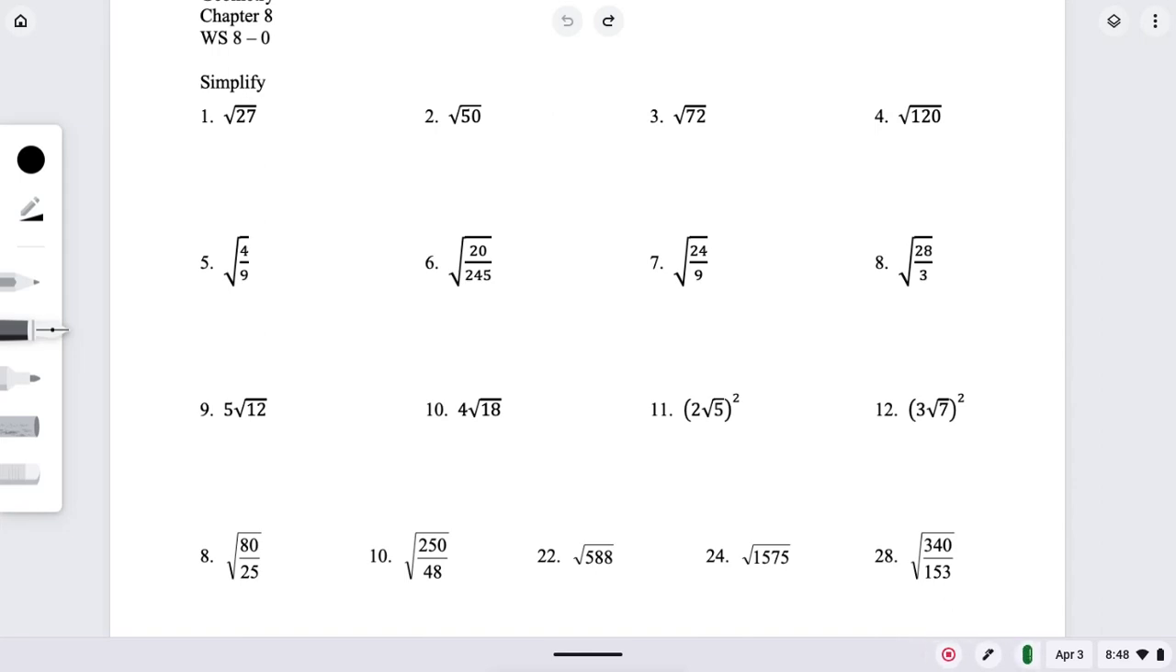Alright, so I'm making this video to pre-teach Chapter 8. We're talking about how to simplify when you have those square roots. So I'm just going to go through a few examples here to help you.